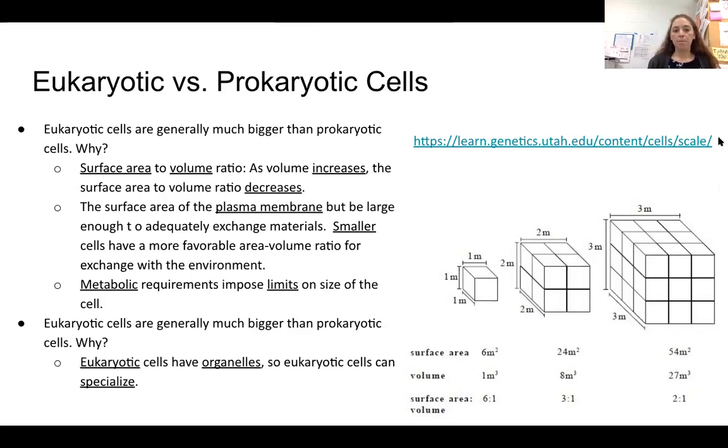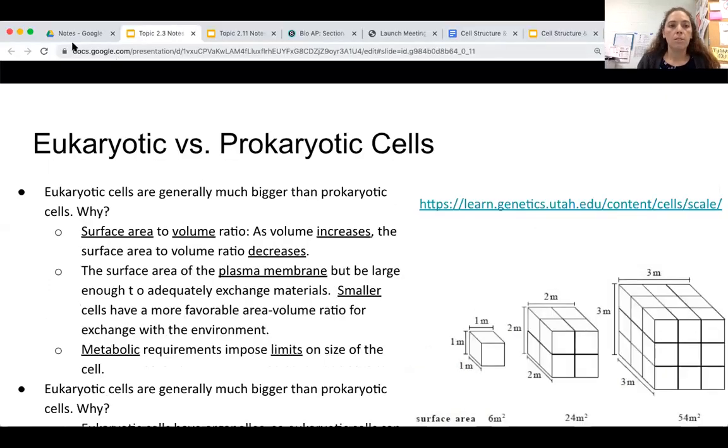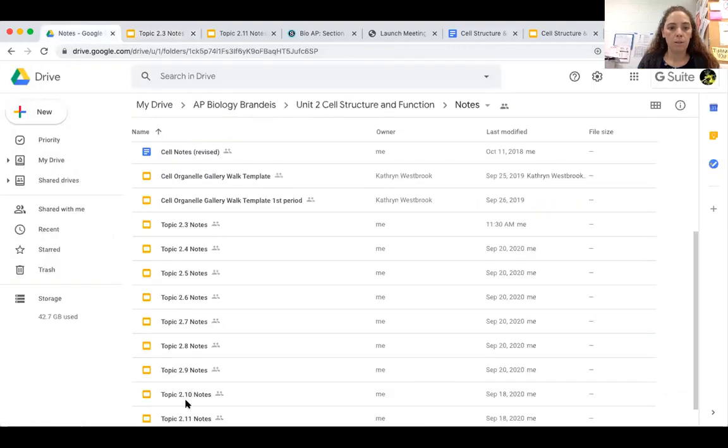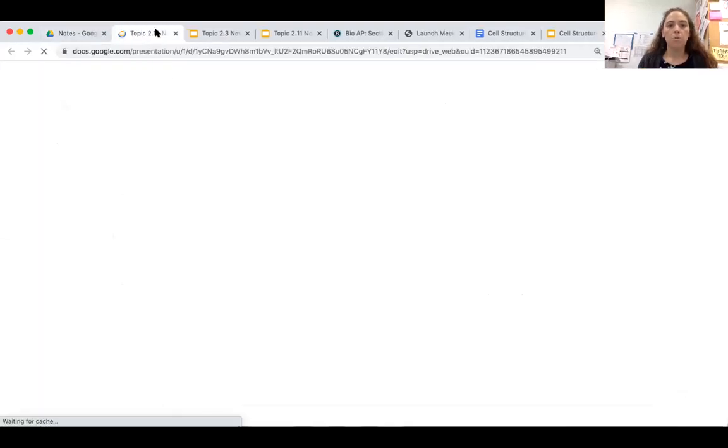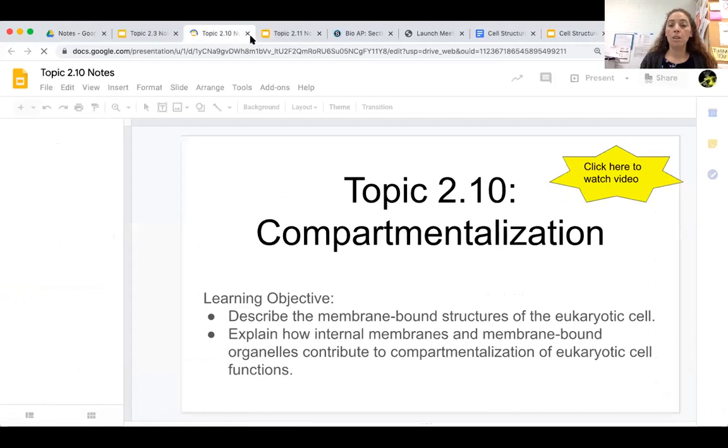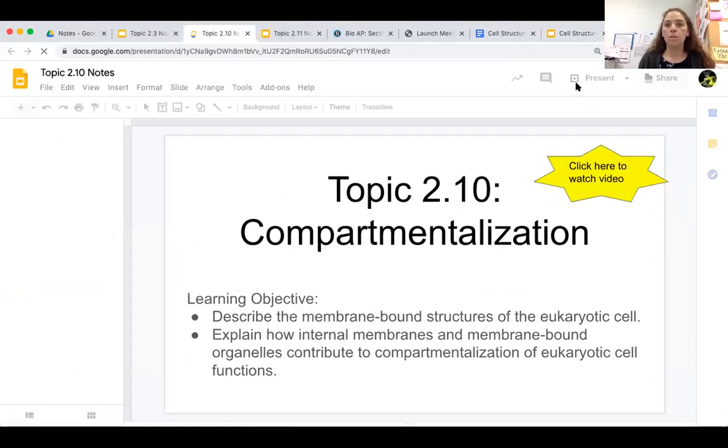Eukaryotic cells can become bigger because they have those organelles. And those organelles allow our eukaryotic cells to specialize. So let's go look at, oops, I don't have them open yet. Note set 210 on compartmentalization, which is the specialization.